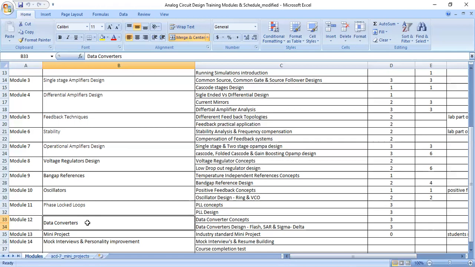This is for addressing all categories of people. Module 14 is basically only for freshers who don't have industry exposure or industry experience. They may need some mock interviews and some personal development, for example communication skills, how to face interviews, basically confidence levels, and what to concentrate on in an interview. That will be taught on a need basis. So this completes the full analog circuit design content for 16 weeks.